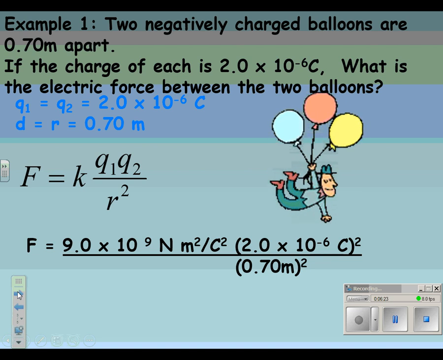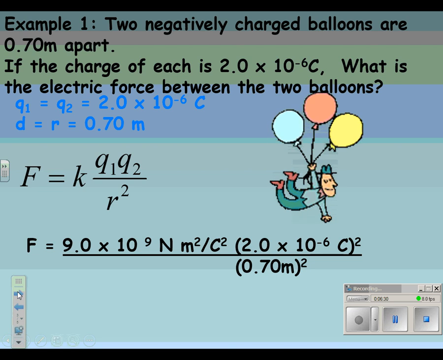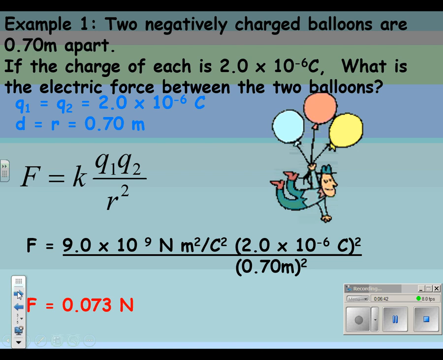So the meters squared on the bottom will cancel out with the meters squared in our K constant, and then the Coulomb squared will cancel out with the Coulomb squared in our K constant. So you'll end up with only the newtons left over with your 9 times 10 to the 9th value, and that's why your answer is going to be 0.073 newtons. Okay? So, pretty easy problems.